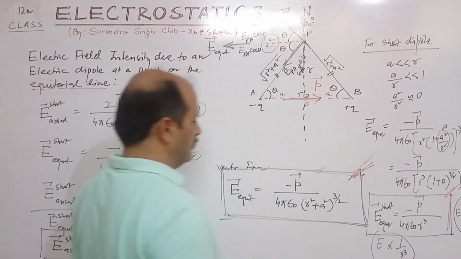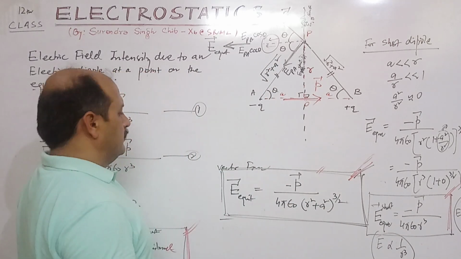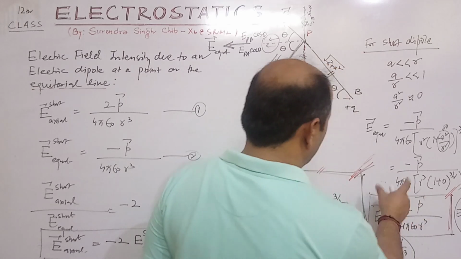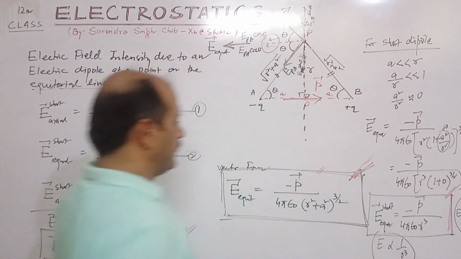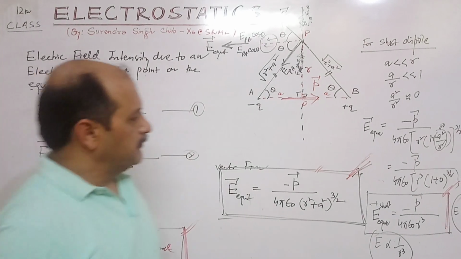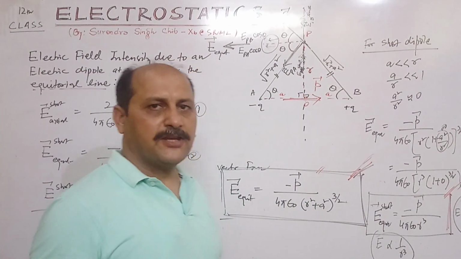This is for an ordinary dipole and its electric field intensity on the equatorial line. This is for the short dipole on the equatorial line. This is the comparison between the two electric fields due to a short dipole on the axial line as well as on the equatorial line. That's all for today. Thank you, guys.